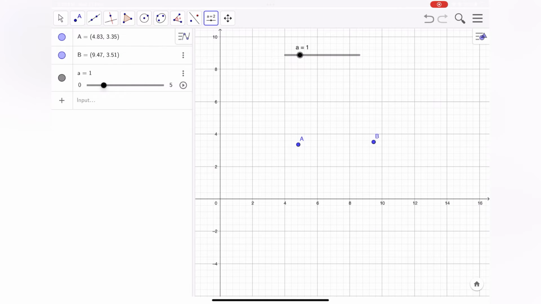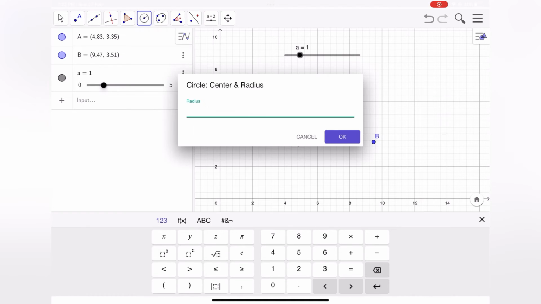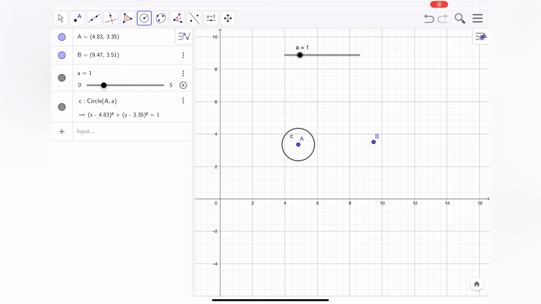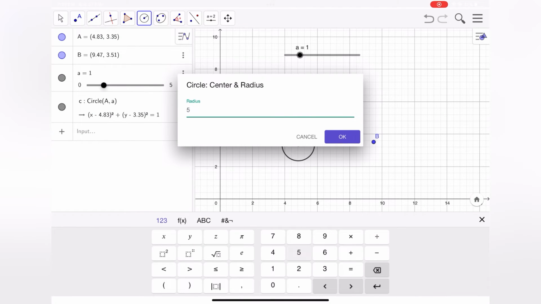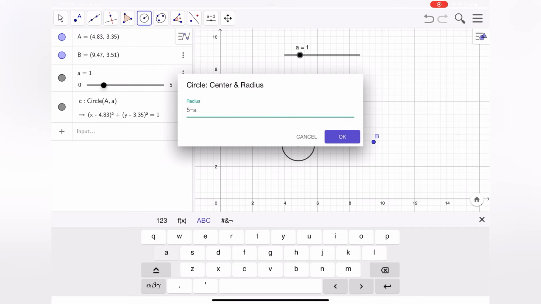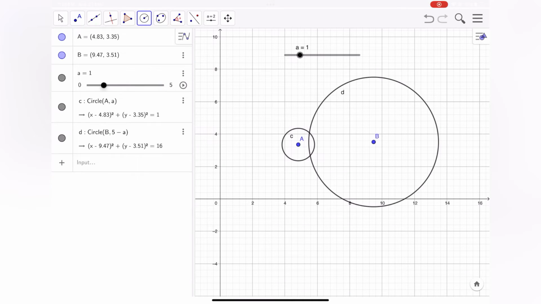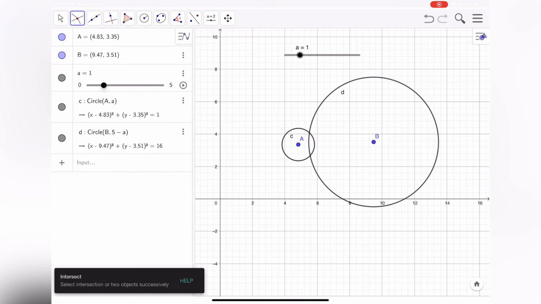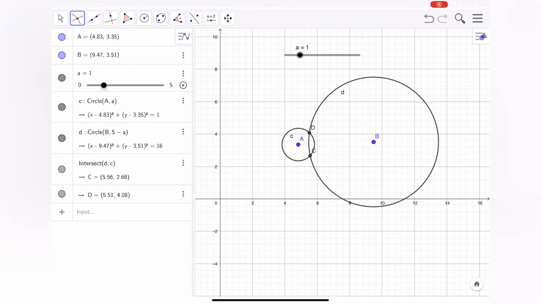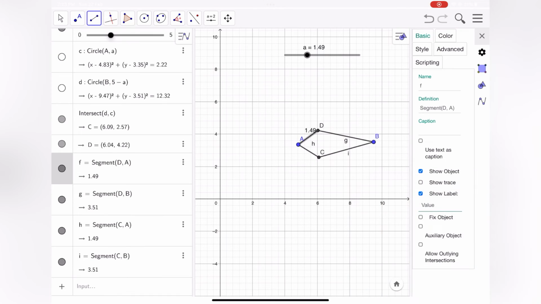So how will we collect those points? We will draw a circle of radius a, small a, around A. Suppose we want the constant sum of distances to be 5. For that, we will draw another circle around B of radius 5 minus a. Now if we intersect these two circles, the intersection points will satisfy the property that the sum of distances is constant. Now we want to trace these two points C and D. Again, you can see that the distances DA and DB sum to 5.